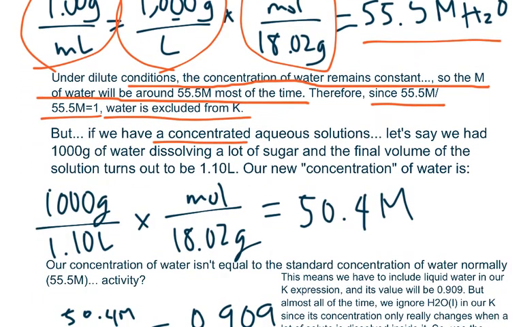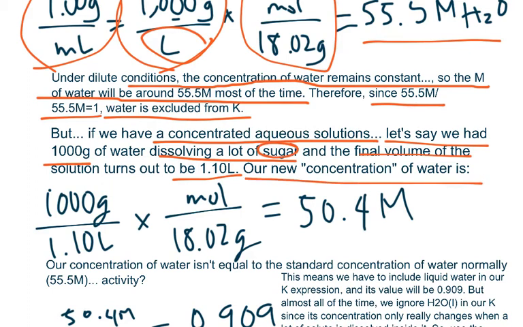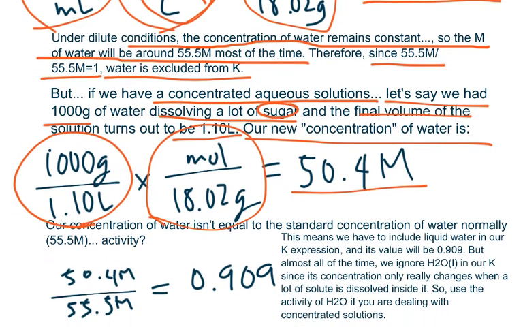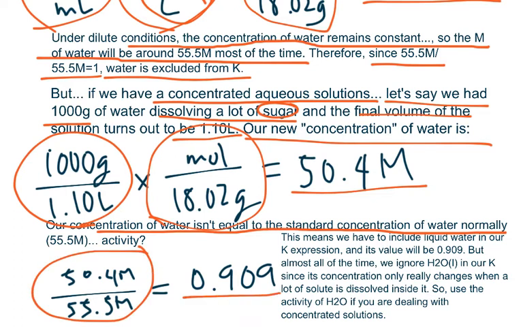But if we have a concentrated aqueous solution, let's just say that we had 1,000 grams of water dissolving a lot of sugar, and normally the volume is supposed to be 1 liter as shown by the density, but this time the volume turns out to be 1.10 liters, probably because the sugar takes up space too. Now, our new concentration of water is 1,000 grams divided by 1.10 liters of solution, multiplied by the molar mass, and we get 50.4 molar for the concentration of water. So our concentration of water isn't equal to the standard conditions anymore. So we have to calculate the activity of water now. 50.4 divided by 55.5 is 0.909.